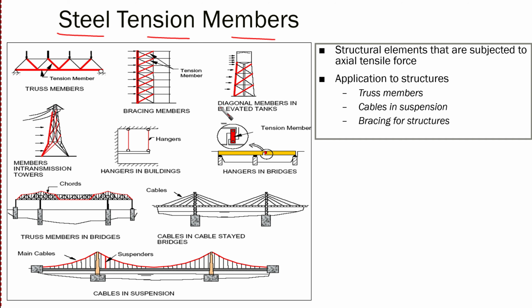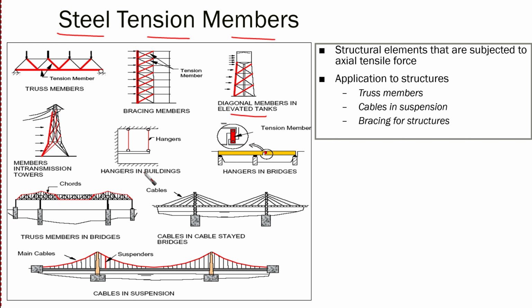They are used as diagonal members in elevated tanks. You are going to find these members, which are in red; they are tension members. In general, if we have lateral loading here, this column is going to be in tension and this one is going to be in compression. We use them also as members in transmission towers. If we have wind from the side, we're going to find that many members of the transmission tower are steel tension members.